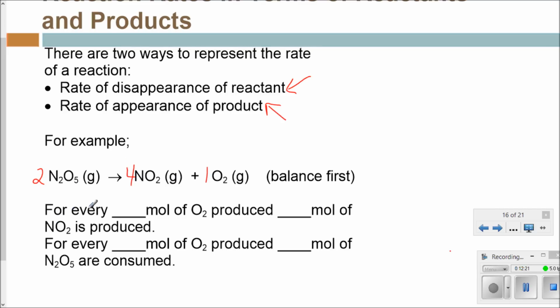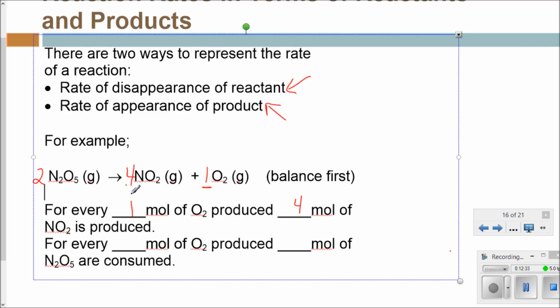Now this means for every 1 mole of O2 that's produced, okay, that means 4 moles of NO2 are produced. So I'm just using the coefficients to determine the rate. So the rate is really related to the coefficients that are in a balanced chemical reaction. We also can say, therefore, for every 1 mole of O2 being produced, that means that 2 moles of N2O5 are consumed. So the rate is relative to the coefficients that are in this balanced chemical equation.